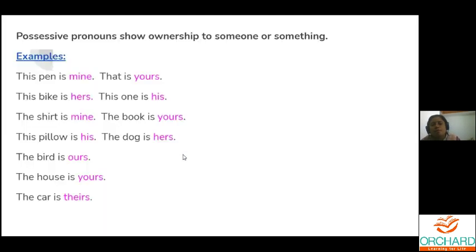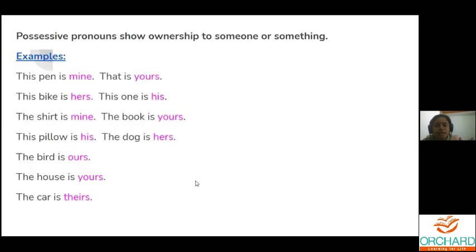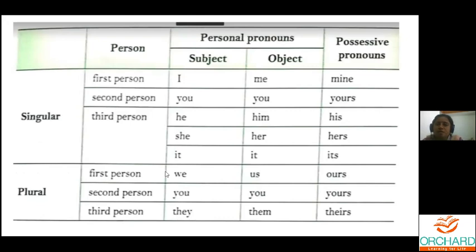Possessive pronouns, possession of things. Yes. So I, mine. You, yours. He, his. She, hers. It, its. They, theirs. Yes, this pen is mine. That is yours. This bike is hers. Yes. Ownership. Show ownership. So this, have you learned this tabular column which shows the personal pronouns and possessive pronouns? Did you all learn it? I told you to learn it.